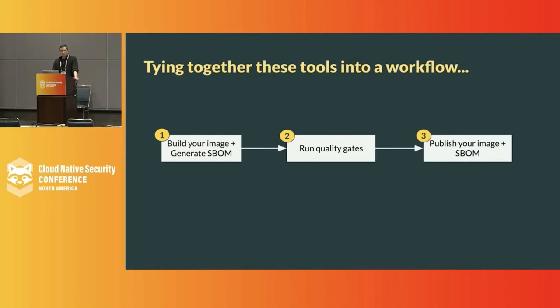A lot of people couple steps one and three together. So they build and push their image, and then they run tests against it, which is something you don't want to do, because if you have something like secrets, then you're going to have to spend all day scrubbing that from your registry.